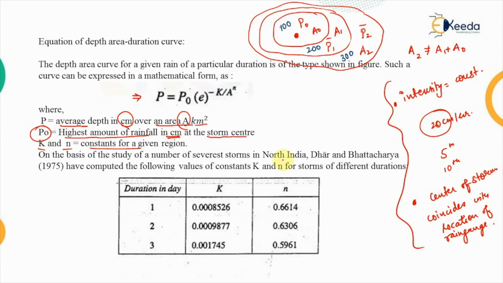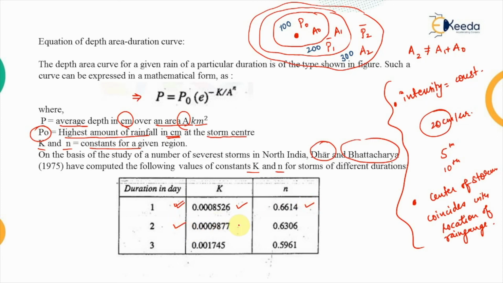Now on the basis of a number of studies in North India, two scientists, Dhar and Bhattacharya, have computed the values of these constants, k and n, for different durations. So if the duration is one day, the k constant is 8.5 into 10 raised to the power minus 4, and the n value is 0.66.